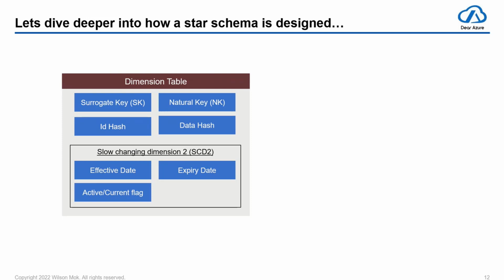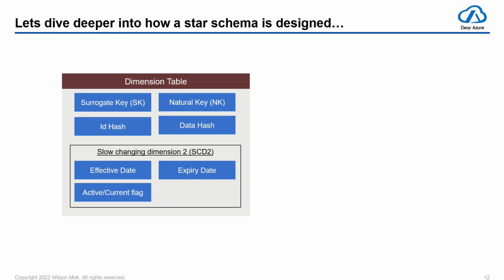So the next item we have is the ID hash. This column contains the hash value of all of the natural keys that we have. In the case where your relational database model has a composite key, which means there is more than one column that makes up the primary key, then we will have two natural keys for this dimensional table, for example, and the ID hash would be the combination of the two keys together.